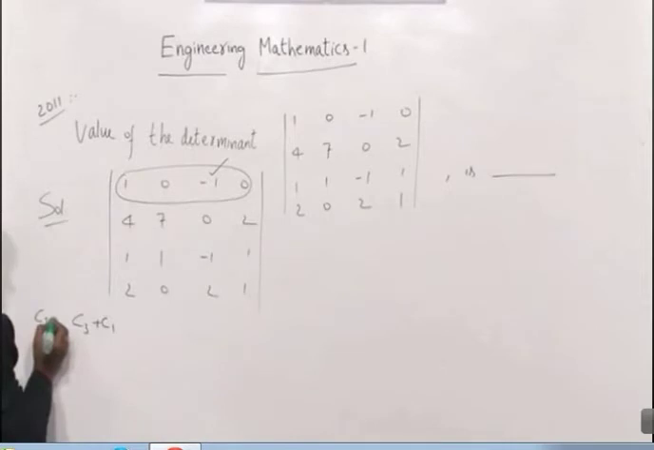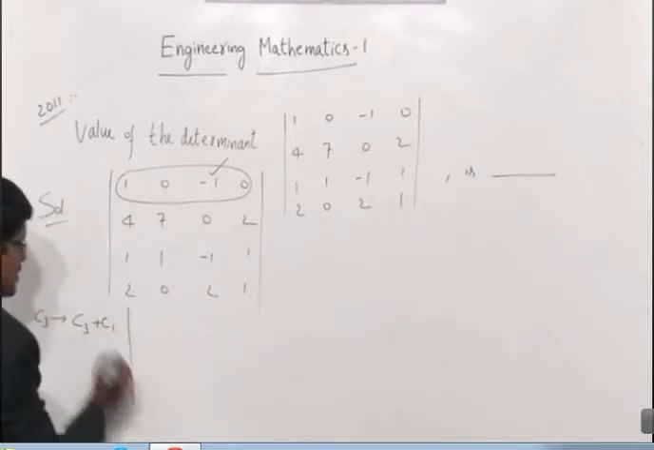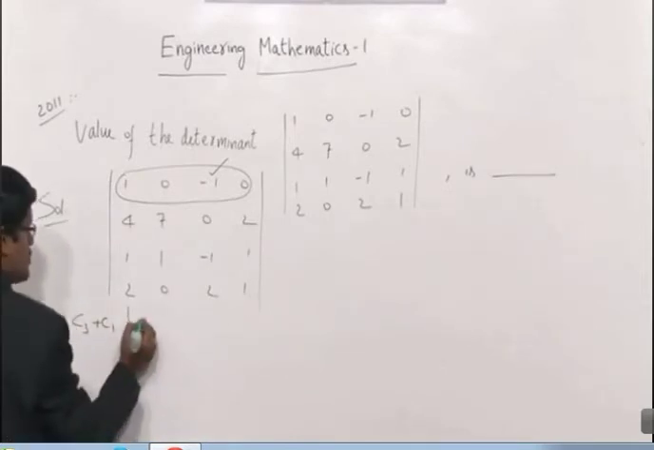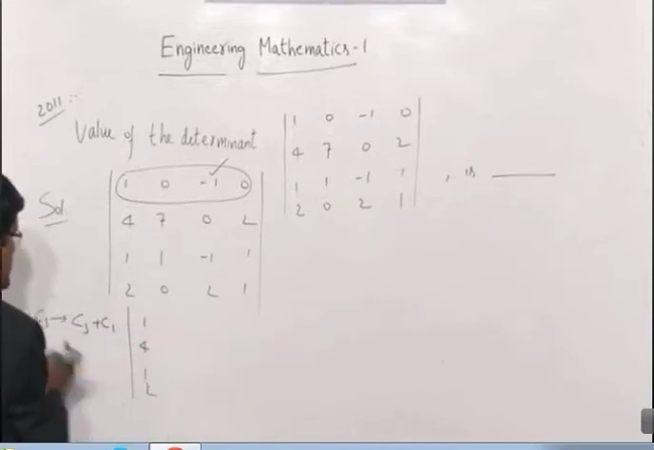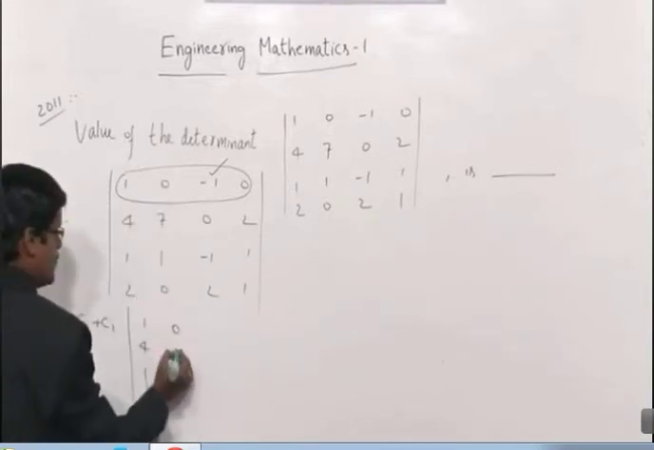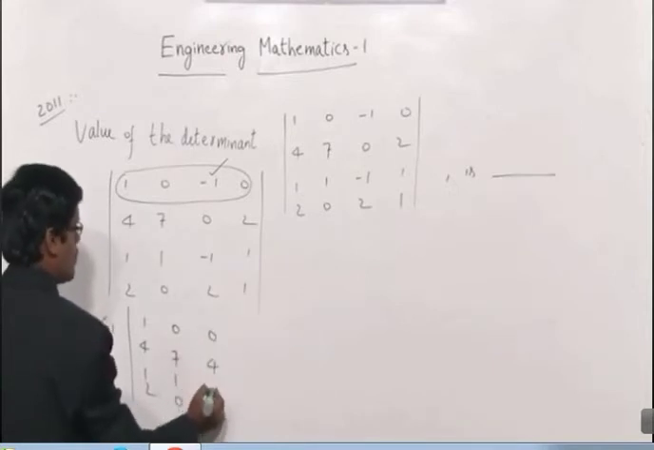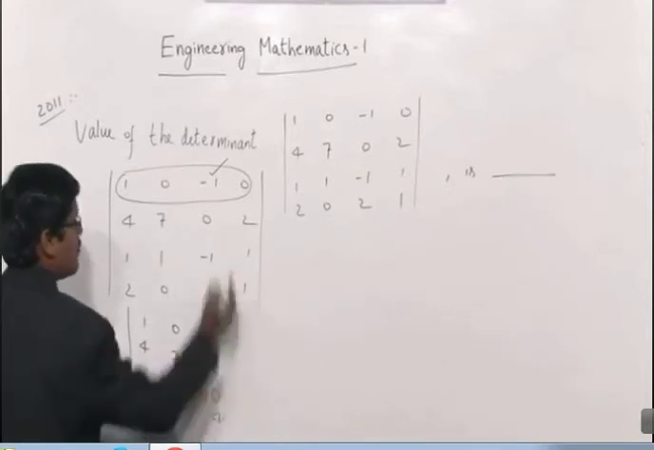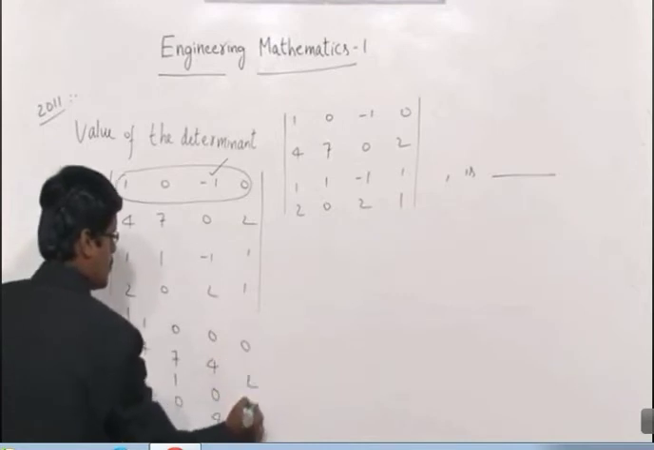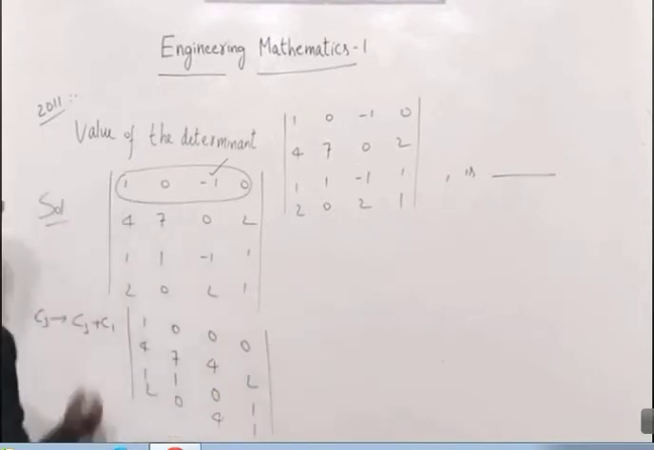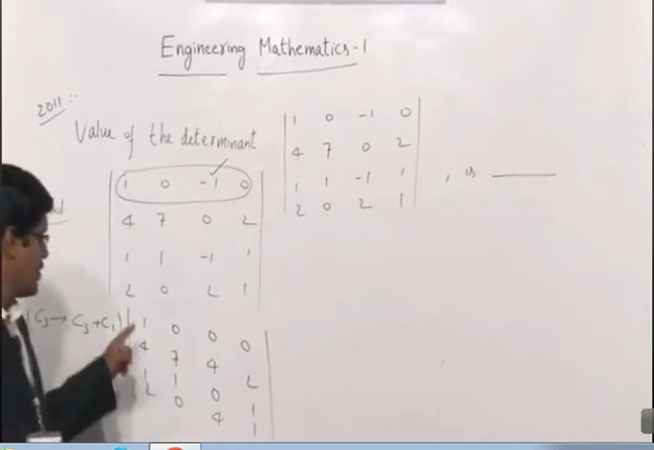That means C3 changes to C3 plus C1. This gives the first column unchanged. Only C3 changes, the third column: 0, 7, 1, 0. Then 0, 4, 0, 4. Fourth column unchanged: 0, 2, 1, 1. Okay. This is equal to. This is the operation mentioned in the brackets.